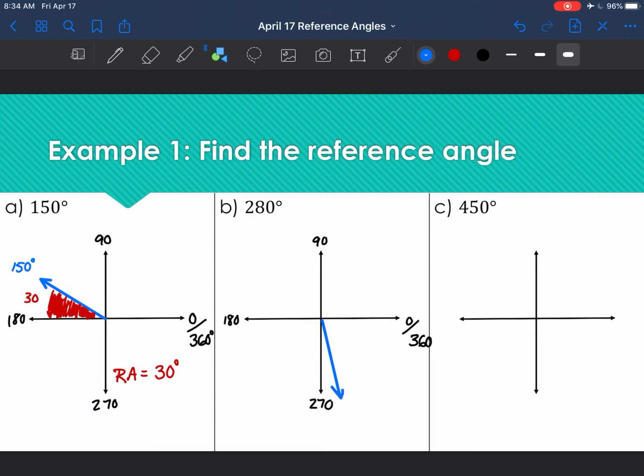All right, and then remember, it's always to the x-axis, never to the y-axis. So I always see people say that the reference angle is this, but that's not true because, again, it's always to the x-axis. So the reference angle is this right here.